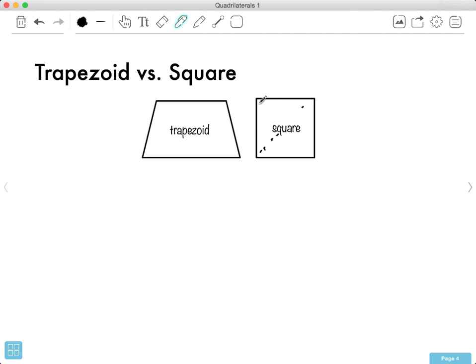In a square, your diagonals are going to meet at 90-degree angles, whereas in a trapezoid, they are not. In a square, your corners are 90-degree angles, whereas in a trapezoid, they are not. That's another difference that you'd see in there. A square has all 4 sides the same length, and a trapezoid does not.